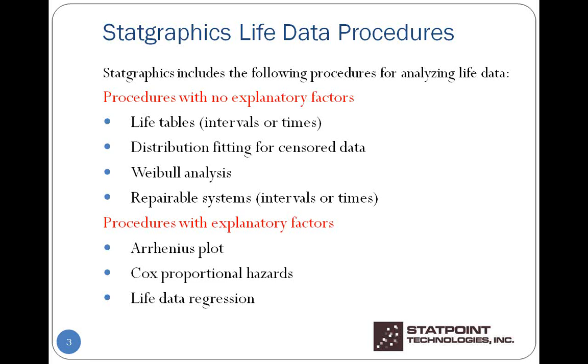We'll also be looking at the Cox proportional hazards models. That's a procedure that creates a non-parametric estimate of the survival function, similar to what the life tables procedure did in the case where there were no explanatory factors. And then finally, the life data regression procedure, where we have one or more predictor variables that we want to use to estimate the effect on the survival times.